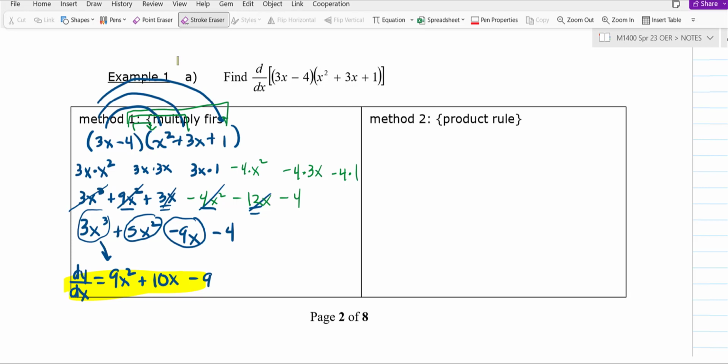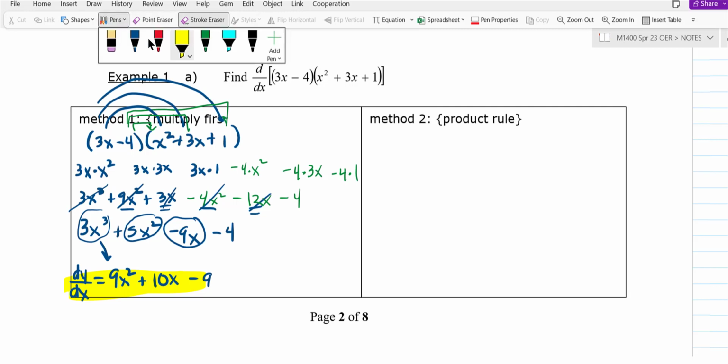If you're not going to use the product rule, you have to multiply it out and then just do your normal derivative. No, with the product rule, you would leave the problem alone and then just do it. And that's what I'm getting ready to do. Okay. All right. So here's how the product rule goes.